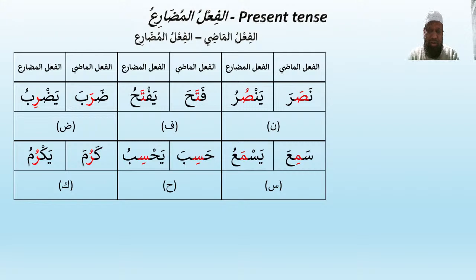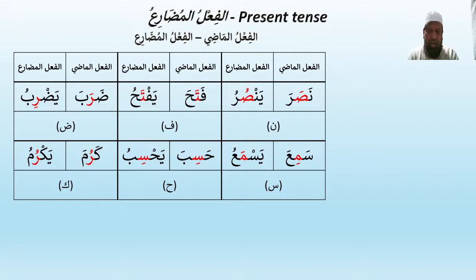Normally for a 3-letter verb, the masdar is on the scale of fa'lan. So nasara yansuru nasran is on the scale of fa'lan. Sometimes the masdar of a 3-letter verb changes, not always on the scale of fa'lan, but the majority is on the scale of fa'lan.